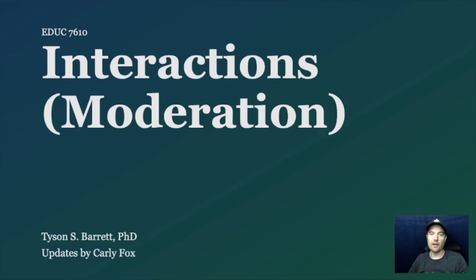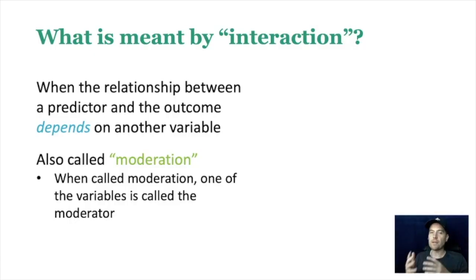Today we're going to be talking about interactions. It's also known as moderation in a lot of fields, so I'll be using both interchangeably. So what do we actually mean when it comes to an interaction? Well, it's when the relationship between a predictor and the outcome depends on a third variable. So the relationship between the predictor and the outcome depends on another variable. As I mentioned, it's also called moderation, and when it is called that, generally one of the variables is called the moderator and the other one's a predictor.